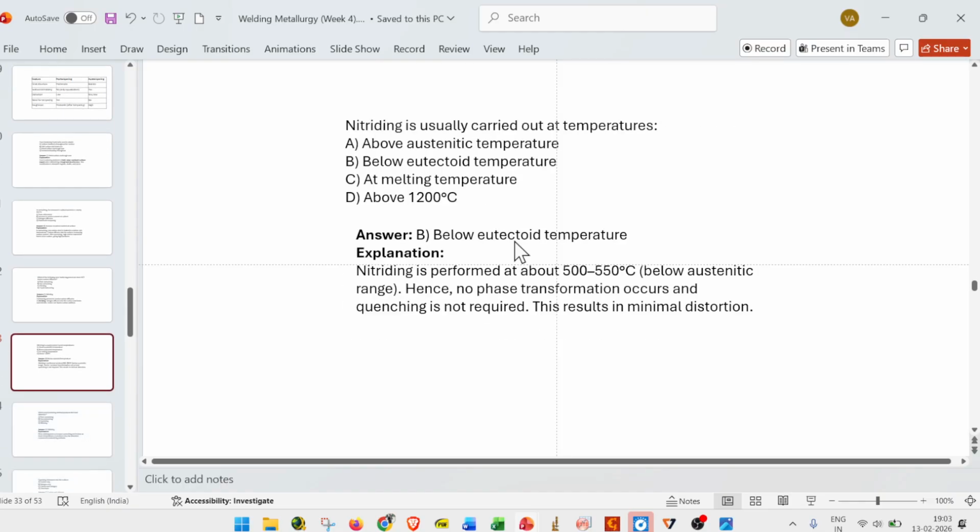Nitriding is usually carried out at temperatures below the eutectoid temperature, well below the austenitic temperature. So nitriding we generally perform at 500 to 550 degrees centigrade, that is below the austenitic range, hence no phase transformation occurs and quenching is not required. This results in minimum distortion. Okay.